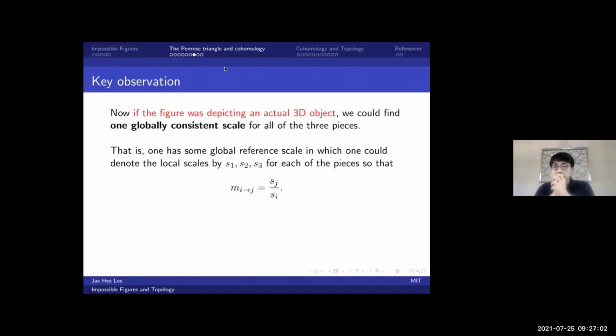global local scales. So as you move from chart 1 to chart 2, or partial object 1 to partial object 2, the scale that you're using for partial object 1 is S1, and the scale you're using for partial object 2 is S2. So the scaling factor you need to multiply to correct the difference between those local scales is just going to be the ratio of the two.